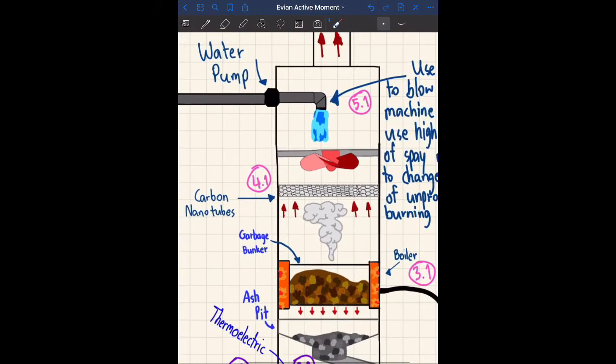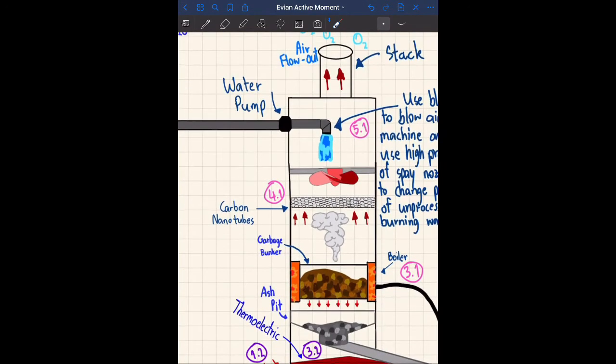The output from the carbon nanotube will pass to the high water pressure spray nozzles. A few leftover small particles will survive passing through the carbon nanotube, but the high water pressure will eliminate those leftover small particles.